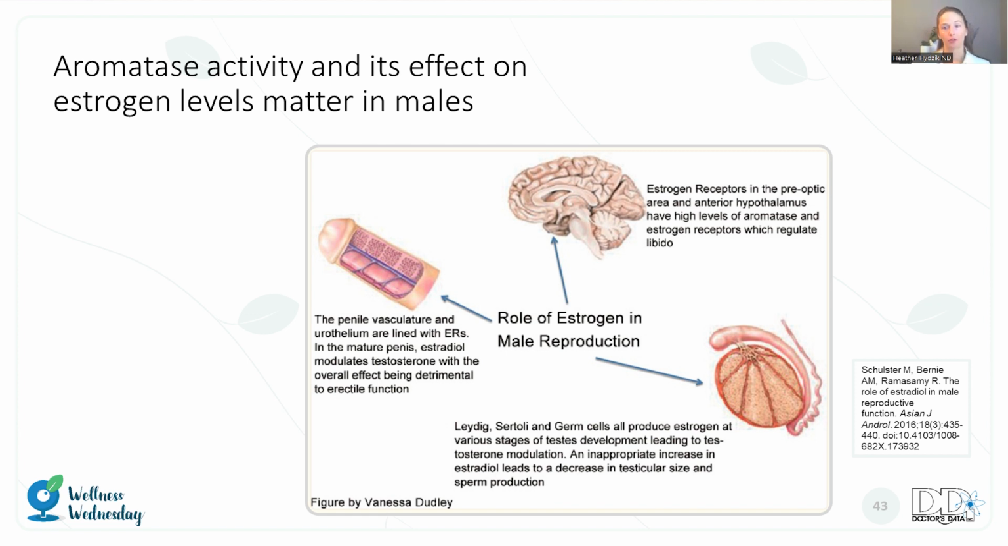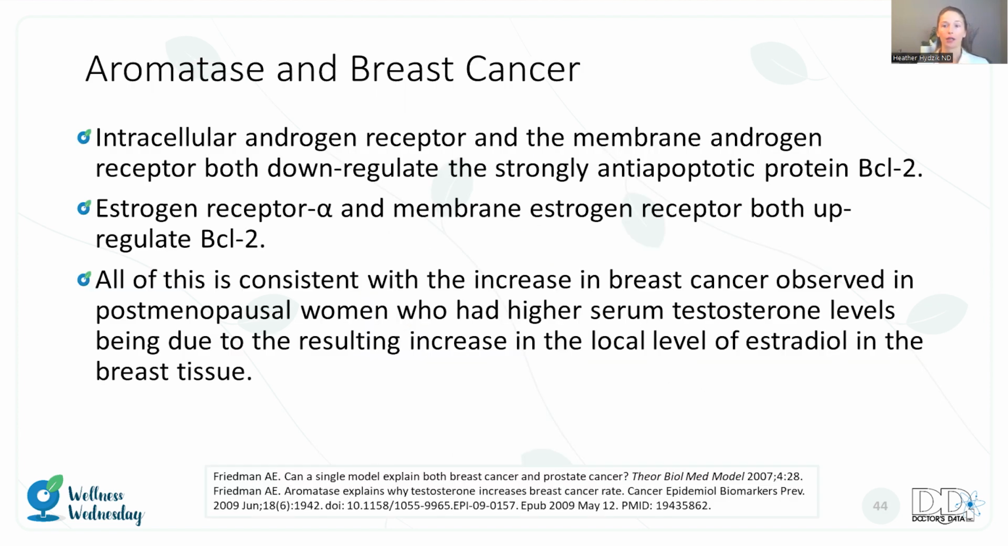And aromatase can convert testosterone to estrogen locally in the breast tissue. This activates estrogen receptors that upregulate BCL2, which is an anti-apoptotic protein, meaning it prevents cell death. Deregulated expression of these proteins has been found in a number of types of cancer, including breast. And all of this is consistent with the fact that there's an increase in breast cancer that has been observed in postmenopausal females who had higher serum testosterone levels, because this resulted in higher estradiol locally in the breast tissue.